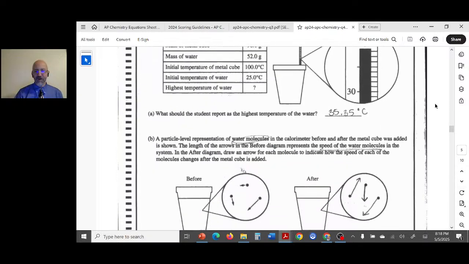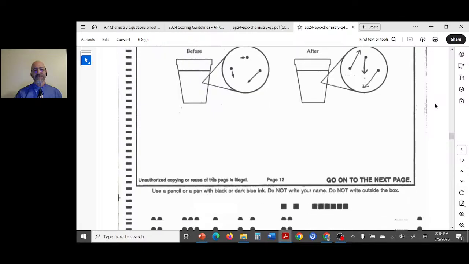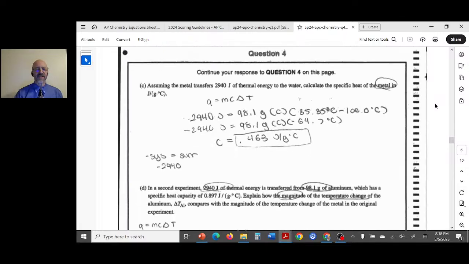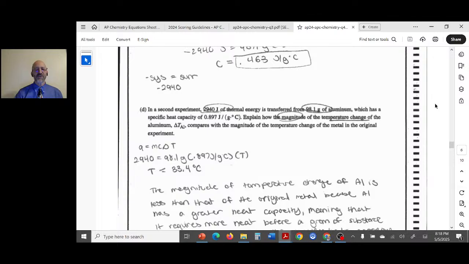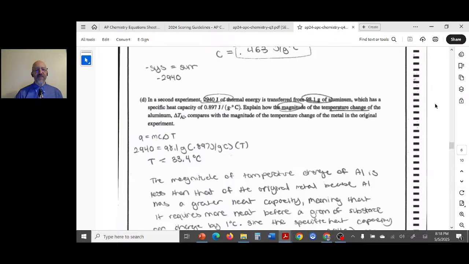Looks like longer arrows, they got that point. Did their correct calculation, unlike what I was doing earlier. My apologies for not paying attention. Anyway, they got the correct value for the specific heat capacity of the metal. And the magnitude of temperature change of aluminum is less than that of the original.